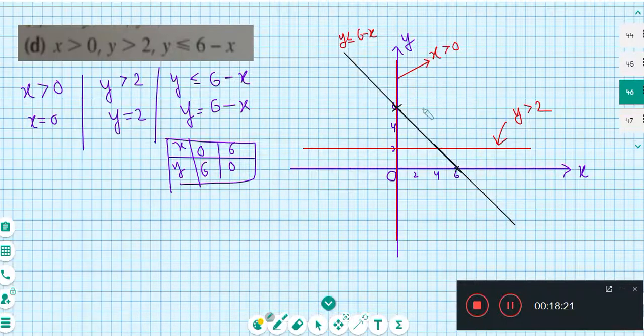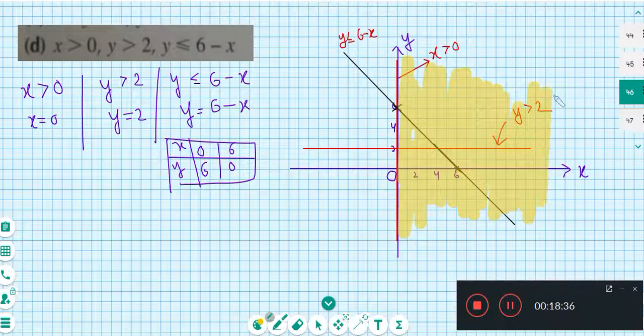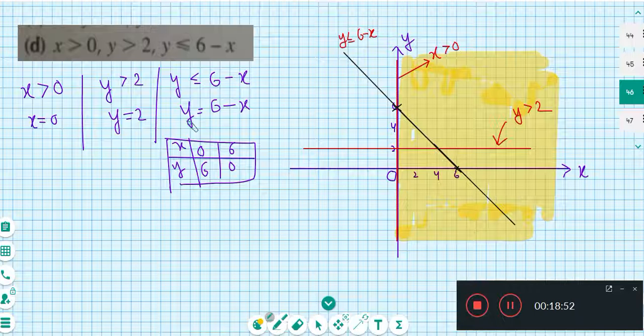So where these inequality regions intersect or overlap each other, you can see in this triangle. I'm shading it with this gray color, this region where all the inequalities intersect.